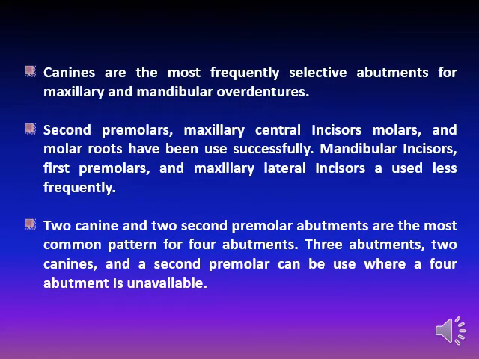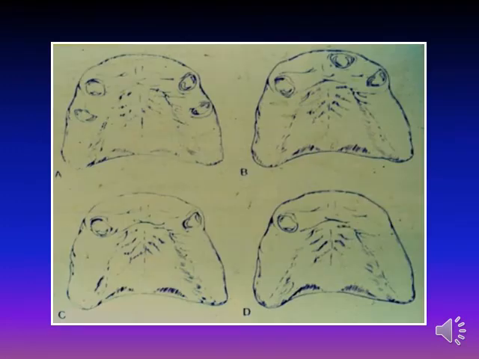The canines are the most frequently selected abutments for maxillary and mandibular overdentures, and then second premolars, maxillary central incisors, molars, and molar roots. Mandibular incisors, first premolars and maxillary lateral incisors are used less frequently. Two canines and two second premolar abutments are the most common pattern for four abutments. These are four abutments, and three abutments, and two abutments, and one abutment.